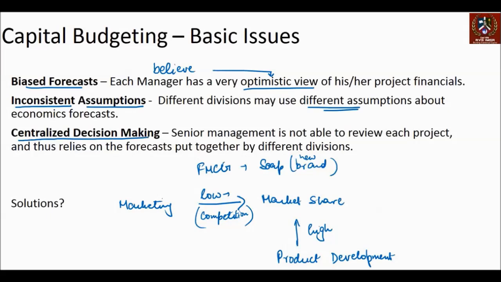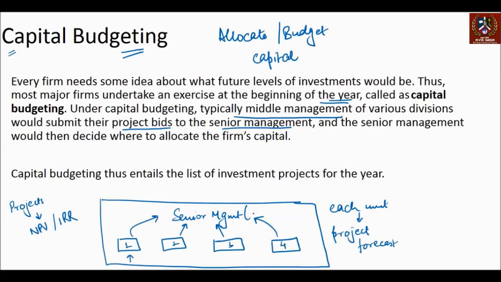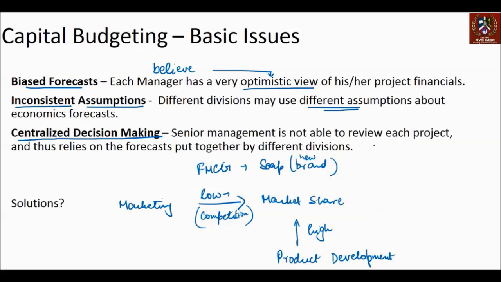The third bit is there is centralized decision making. We just saw that the decision is made here by the senior management, right? Now, the senior management does not really have the time to go and look at each individual project in a lot of detail, right? So it's not able to review each project in detail and thus relies on the forecast put together by different divisions. I mean, biased forecasts were okay if the senior management was able to look at projects independently. But the reality is that senior management could possibly be looking at hundreds of projects. Now they can't possibly look at each of them separately, so they have to rely on what estimates come in.